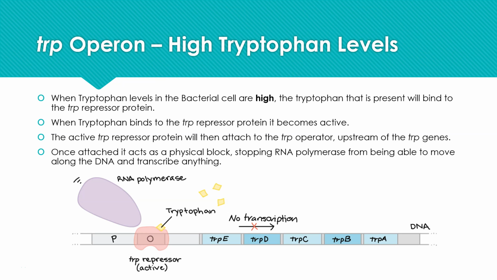And once it's attached, it's acting, like I said, as that physical block. It's a blockade there, and the RNA polymerase cannot get past it, even if it does attach to the promoter. So this is how, when tryptophan levels are high, you end up with no transcription. The high tryptophan levels mean that there's tryptophan available to attach and activate that repressor, which means the repressor attaches to the operator and it blocks RNA polymerase from doing any transcription there.